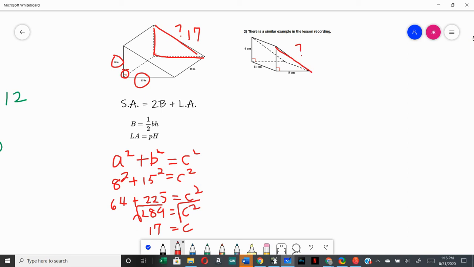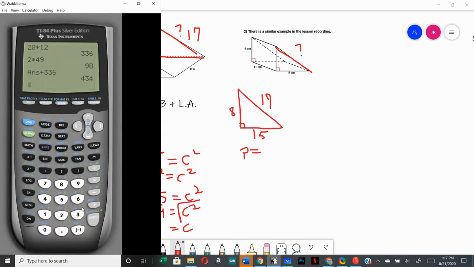So now I'm going to do the same thing I did in the last one. I'll pull out my base, which is this triangle. It has sides of 8, 15, and 17. Now, why do I need to know that other side? I need to know that other side for my lateral area, which I have to find the perimeter. So I'm going to find the perimeter of this base. So I'm going to add those three sides, 8 plus 15 plus 17.